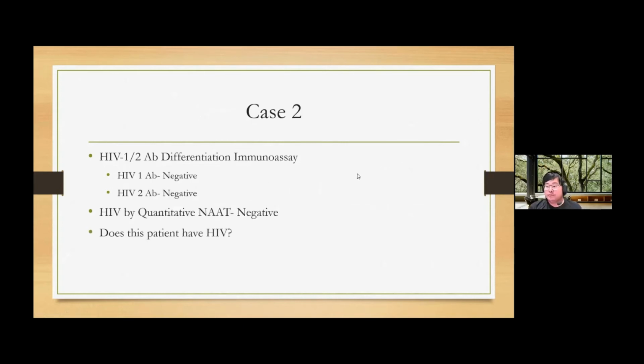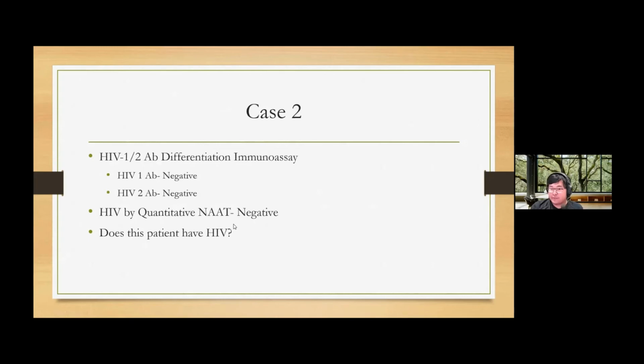So for case 2, for the patient, we got an HIV 1-2 antibody differentiation immunoassay, and both are negative. At ARUP there are so many different test codes. One of the codes is set up so that when this is negative, it automatically reflexes to HIV by quantitative NAAT, so you don't have to order it. If this is negative, it'll automatically run this test itself. That also came back negative.